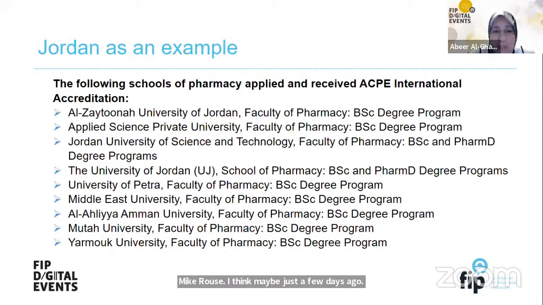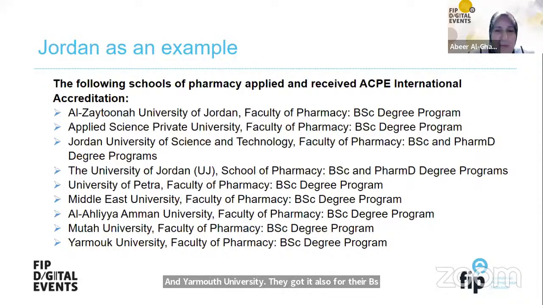So basically, we have Zaytoonah University of Jordan. They got it for their BS program, Applied Science Private University also for their PharmD program. The Jordan University of Science and Technology, as well as the University of Jordan, they got it for both their BS as well as PharmD programs. University of Petra, Middle East University, Al-Ahliyya Amman University, Mu'tah University, and Yarmouk University, they got it also for their BS pharmacy degree programs.